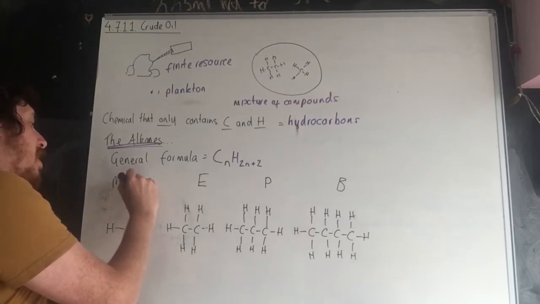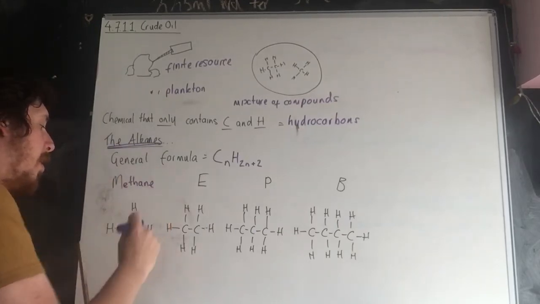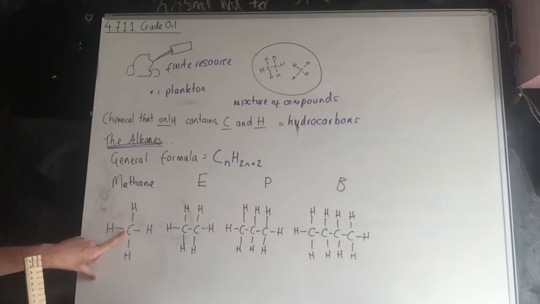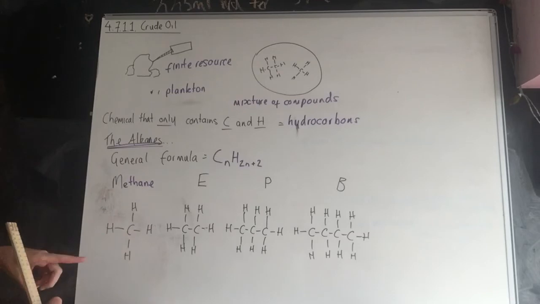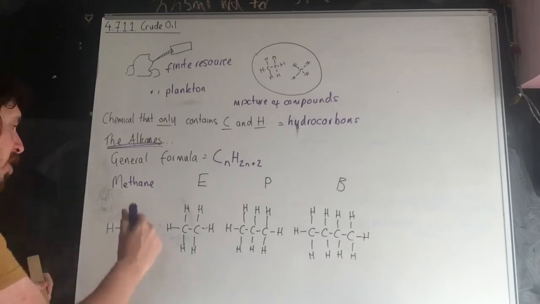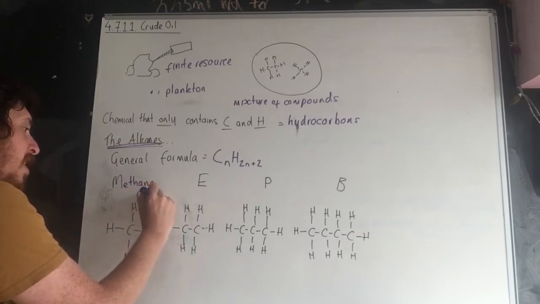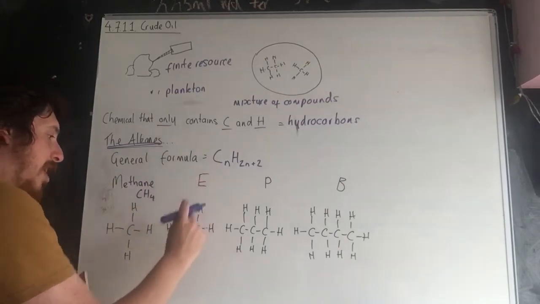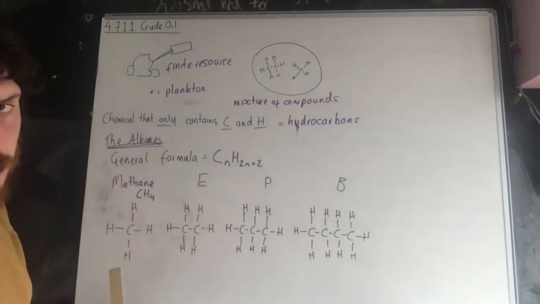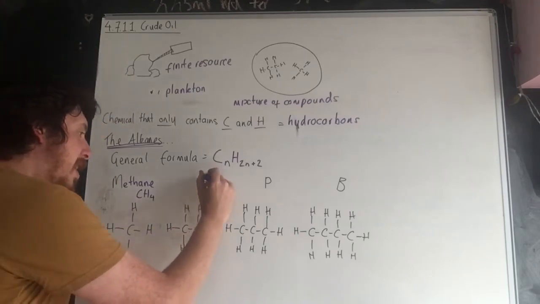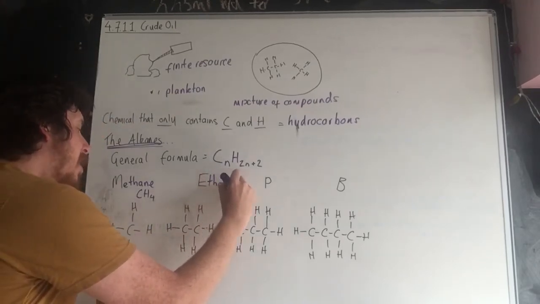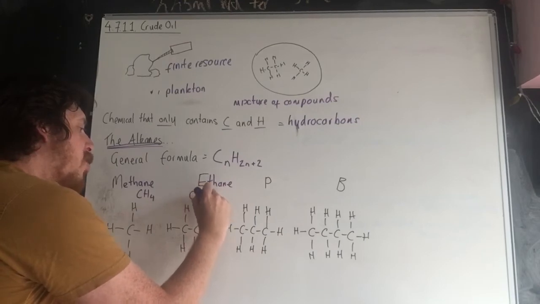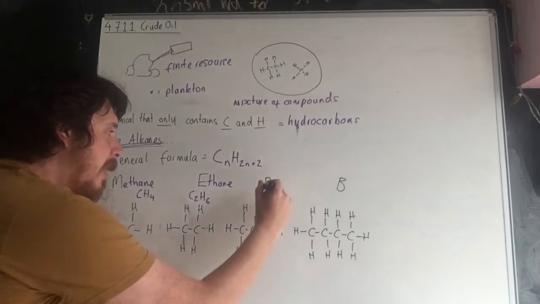Well, we have got methane. Methane has 1 carbon. 2 times 1 is 2, plus 2 is 4. So there are 4 hydrogens, so methane is CH4. Ethane, which is this one down here, is 2 carbons. 2 times 2 is 4, plus 2 is 6. So ethane is C2H6. And you get the idea.